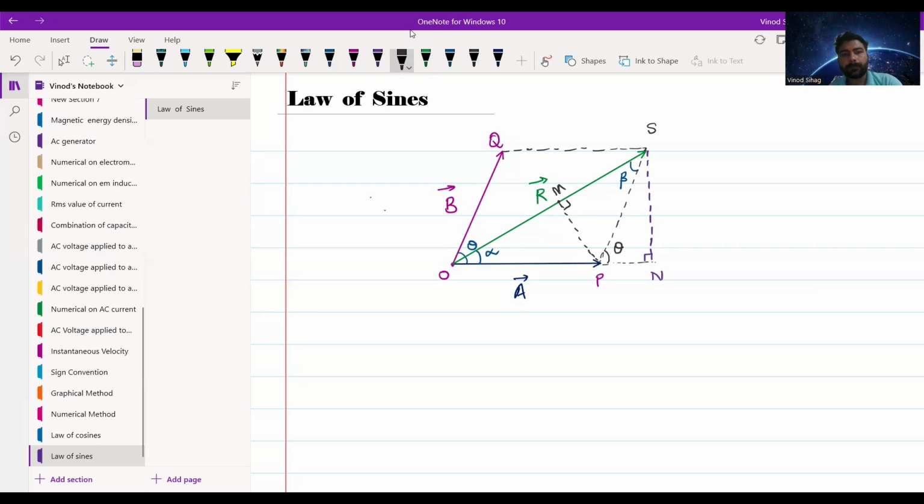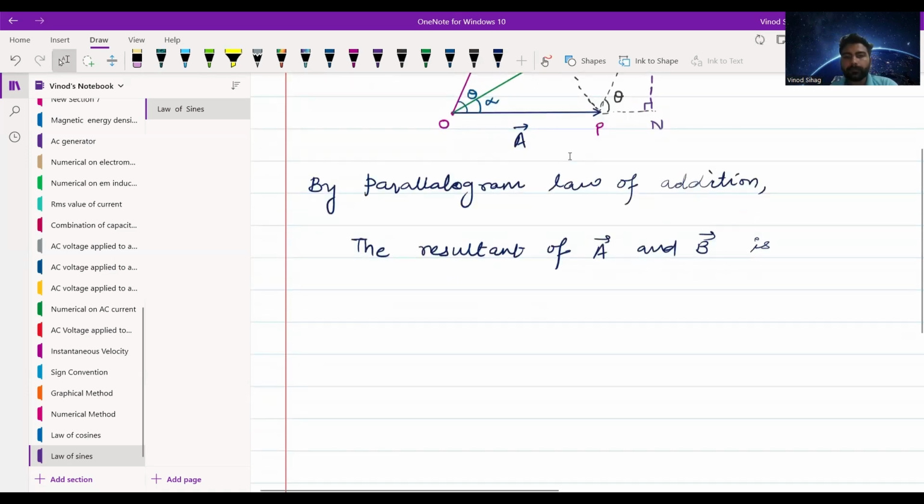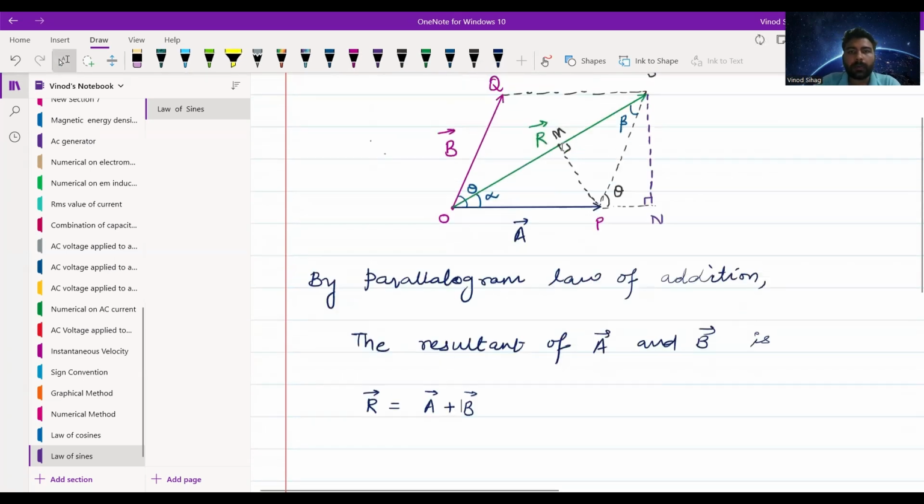Okay. So now, by using the parallelogram law of addition, we can say that the resultant of A vector and B vector is given as R vector equals A vector plus B vector. Fine.